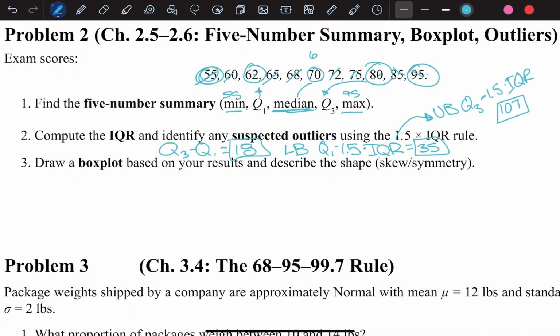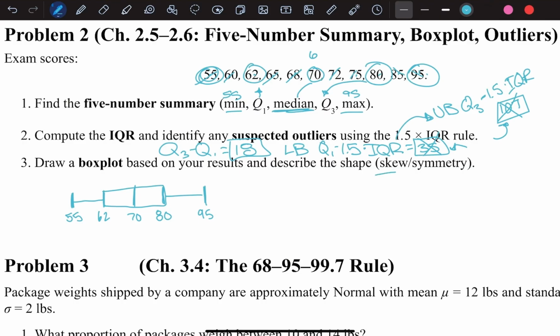So we're looking for an outlier. We have to look for a number below 35 or above 107, which we do not have on our graph, so there are no suspected outliers. For a box plot, take our 5-number summary: our min at 55, our Q1 at 62, our median at 70, our Q3 at 80, and our max at 95. Connect these, draw it correctly.